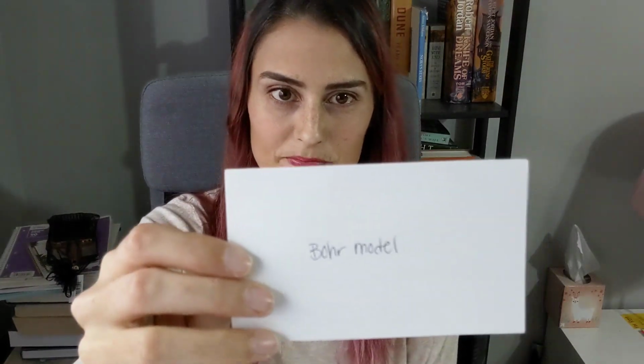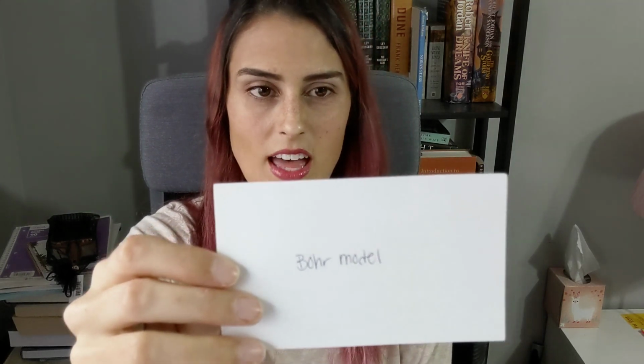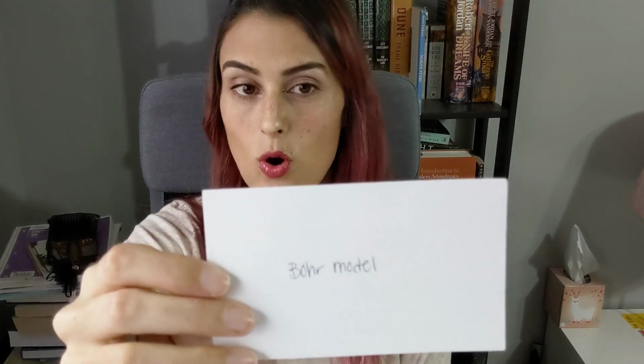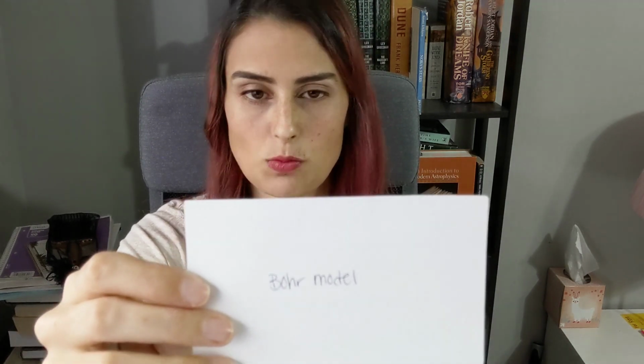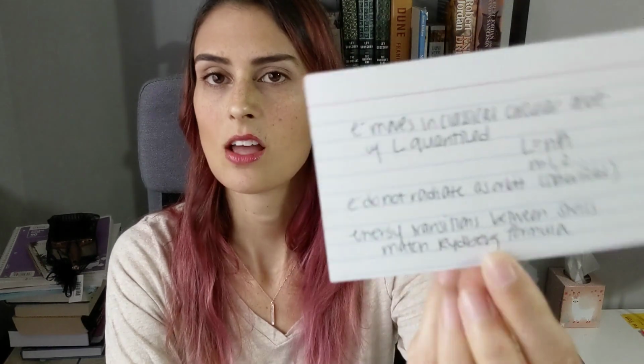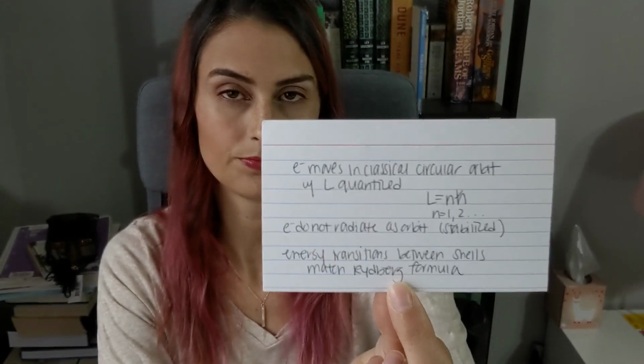The Bohr model. So this says that electrons move in classical circular orbits with quantized L, where L equals n times h bar, and n is a positive integer. Electrons do not radiate as they orbit, so they're stabilized, and the energy transitions between shells match the Rydberg formula.